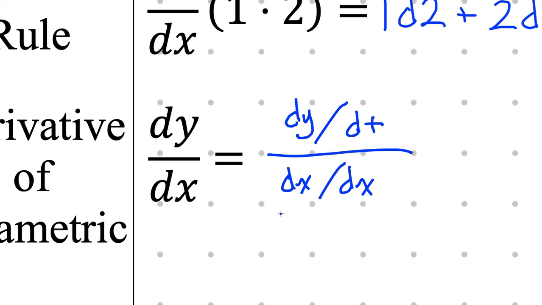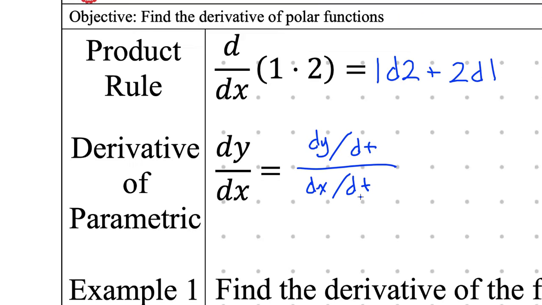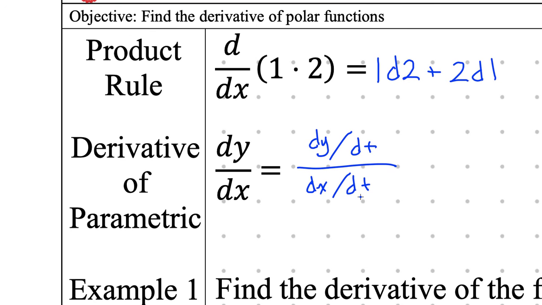Essentially, it boils down to this. The top of the fraction is the derivative of y. The bottom of the fraction is the derivative of x. The end. James, isn't that supposed to be dx? It is. Thank you. I don't know why I keep doing that.